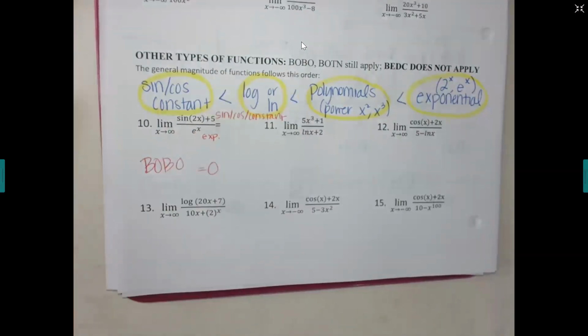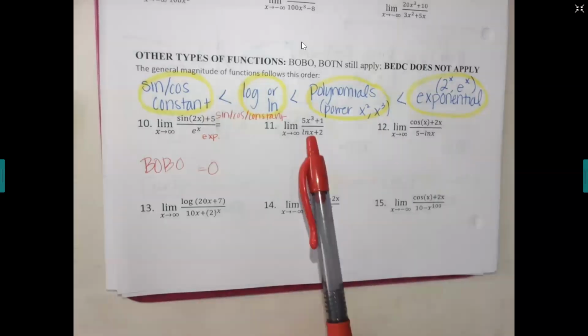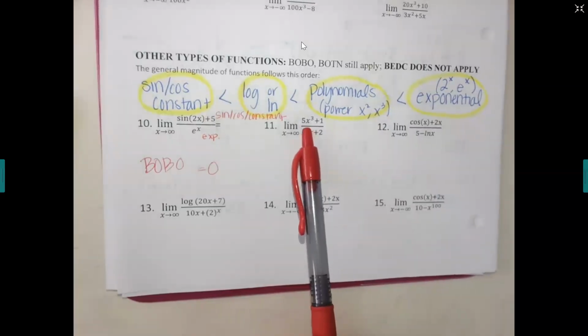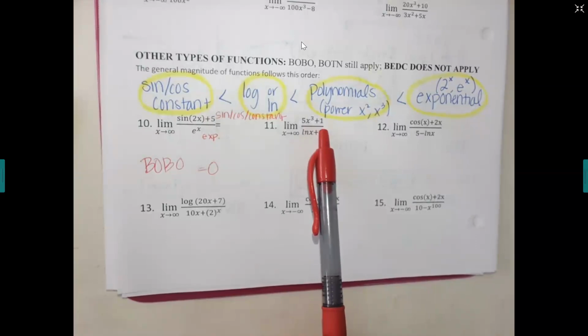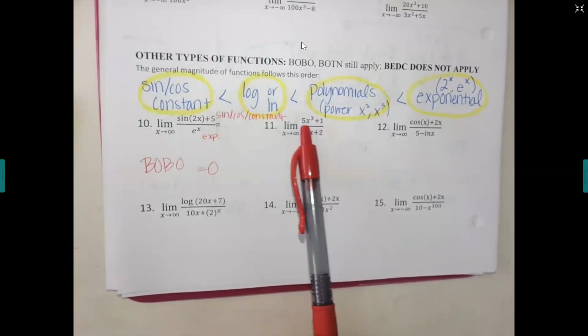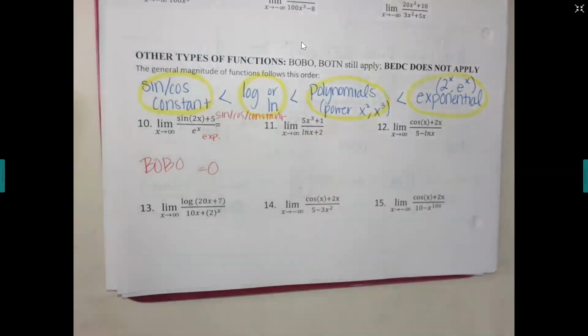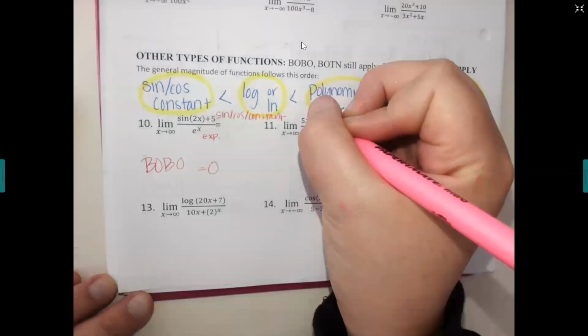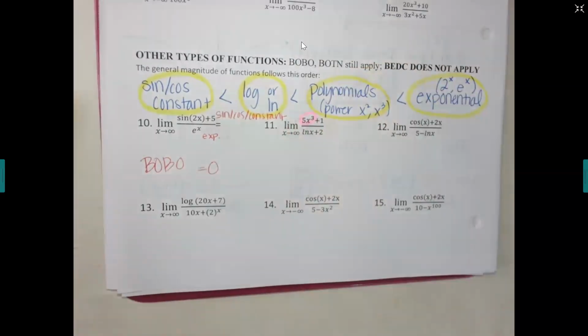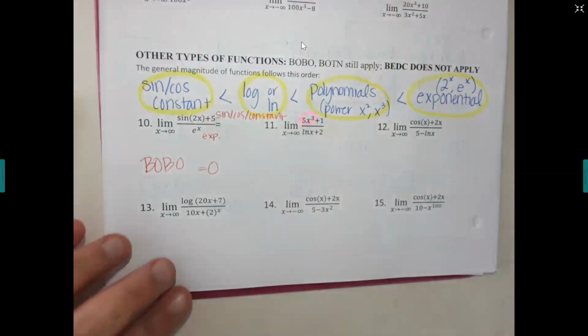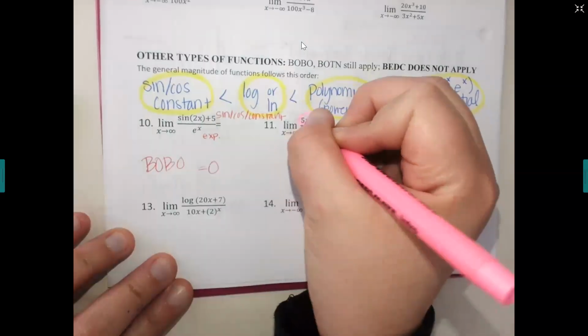Okay, so now take a look at the next one. I want the biggest thing on top versus the biggest thing on bottom. Now, on the top, I have a 5x cubed. That's a power, or I have a +1 which is a constant. Which of those is the biggest for the top? The power. So I'm going to circle the 5x cubed versus on the bottom, I have an ln x and a +2. Who's the biggest out of those? ln x is a log. That's going to be the biggest.